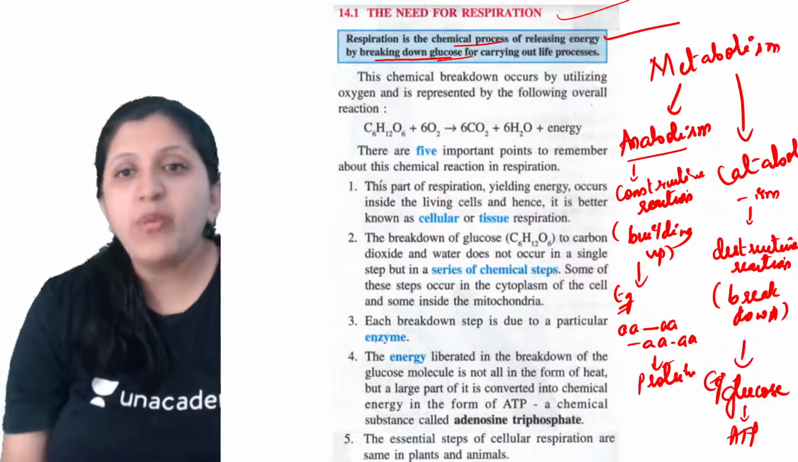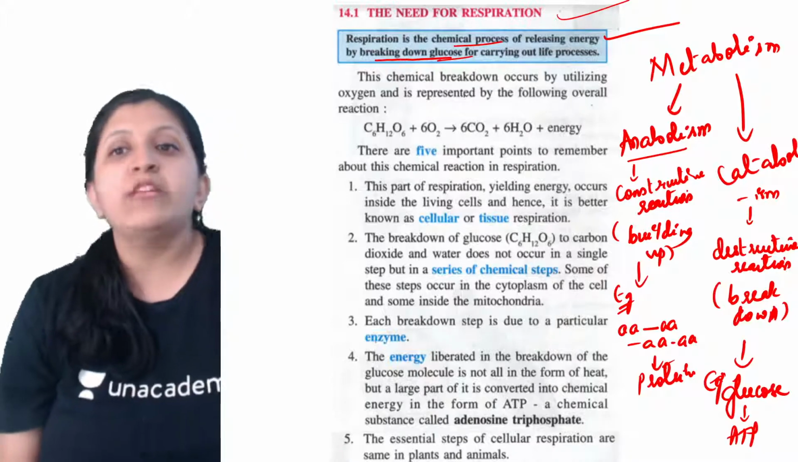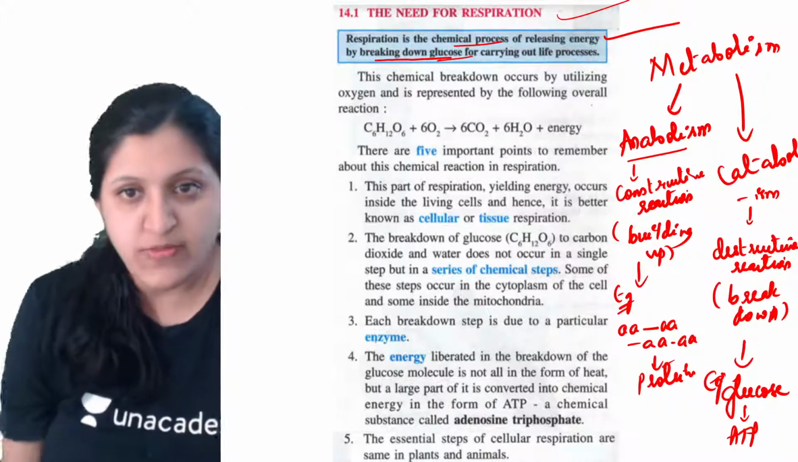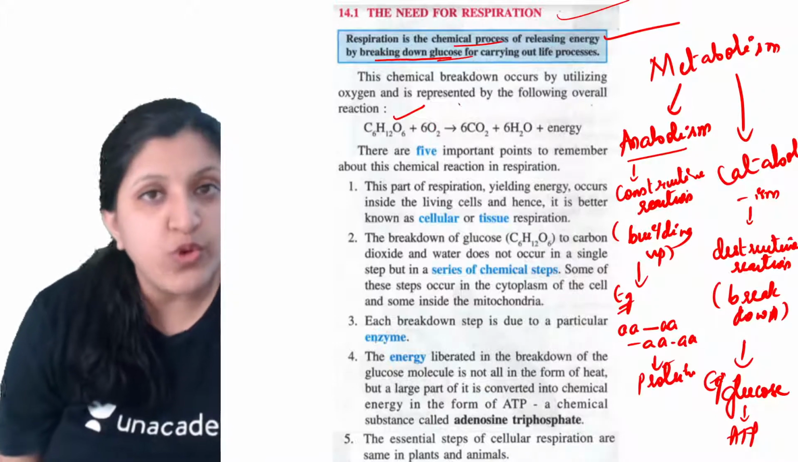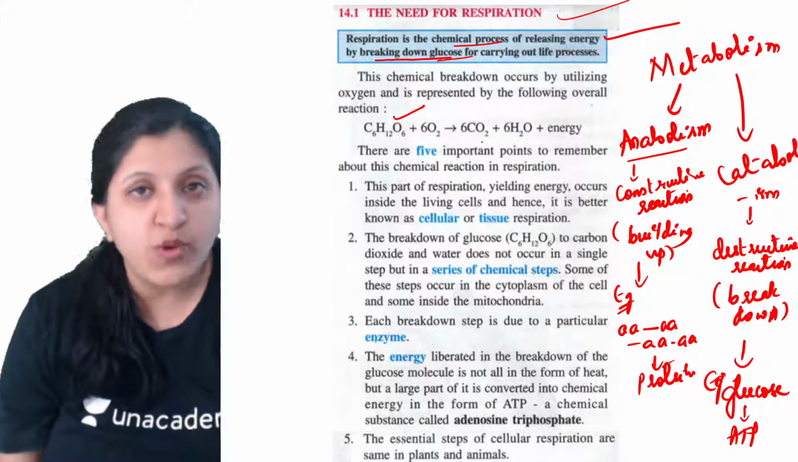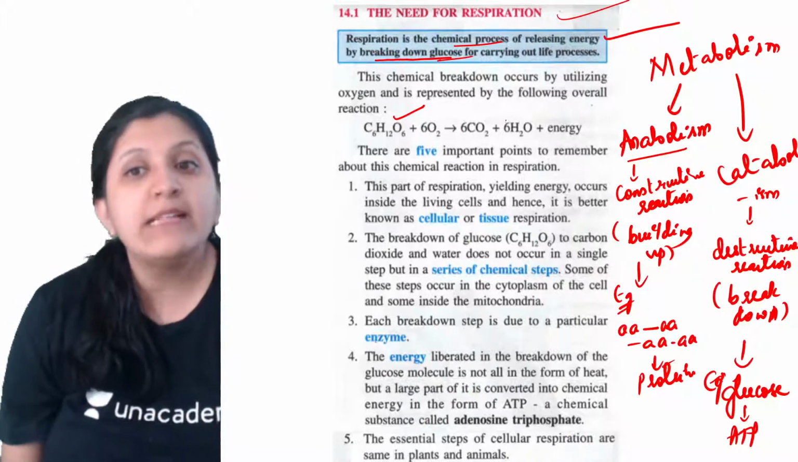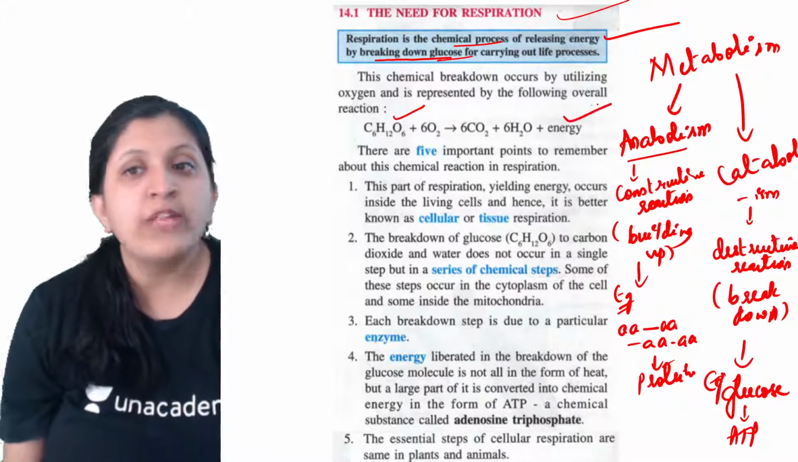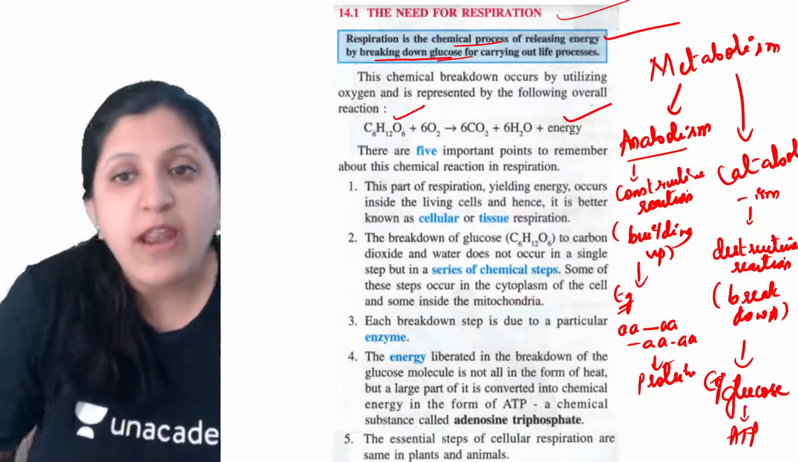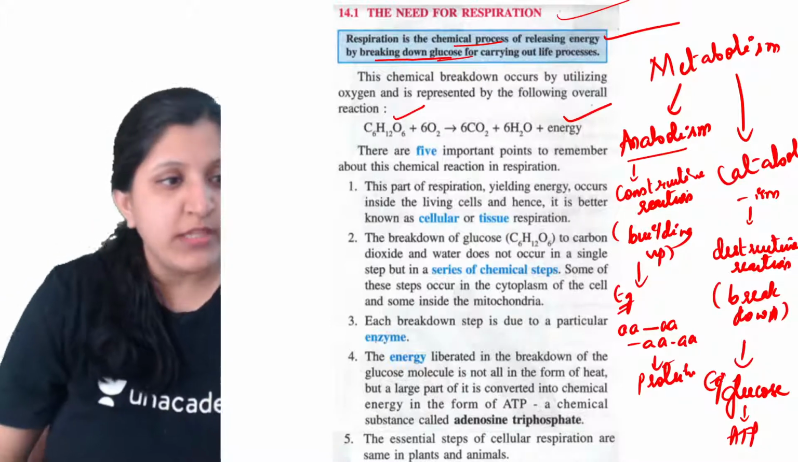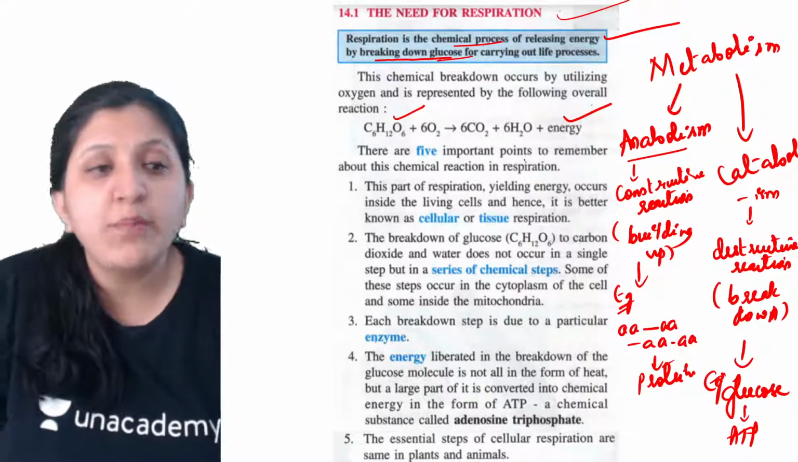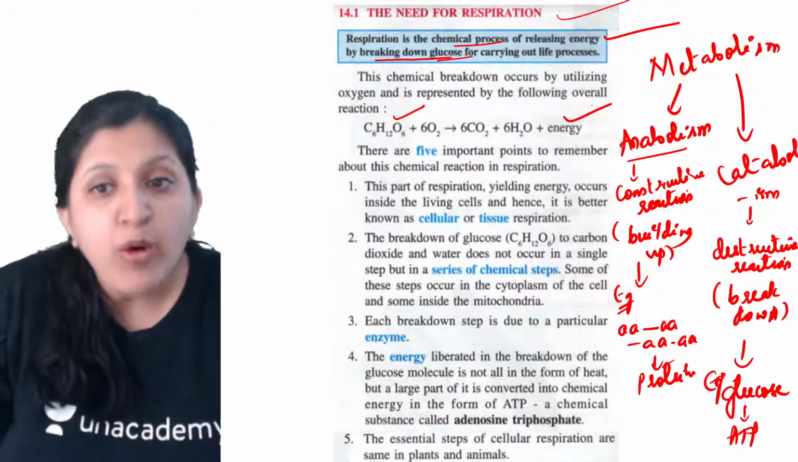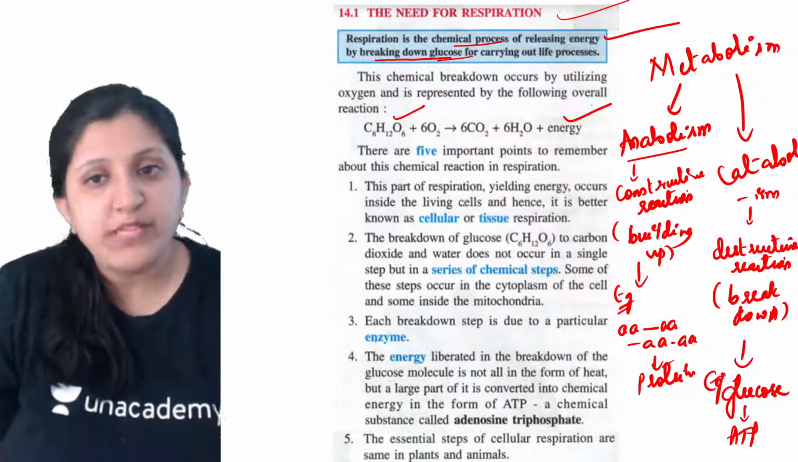Now the chemical breakdown occurs utilizing oxygen. You can see this is glucose, 6 molecules of oxygen are required, and 6 molecules of carbon dioxide and 6 molecules of water are formed, along with energy released. So there are 5 important points to remember about this chemical reaction in respiration.